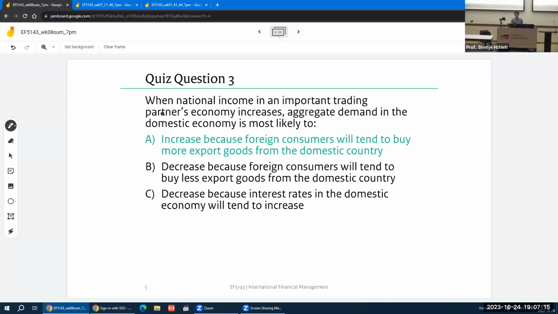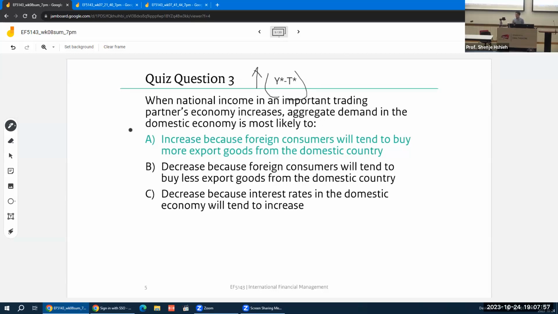All right, last question. When national income in an important trading partner's economy increases, aggregate demand in the domestic economy is most likely to do which of the following? So national income of an important trading partner. We're talking about disposable income of someone else, Y minus T star. When our trading partner becomes wealthier, that's going to boost their demand, obviously. And that means more consumption, perhaps from imports. So it could potentially drive our exports somehow.